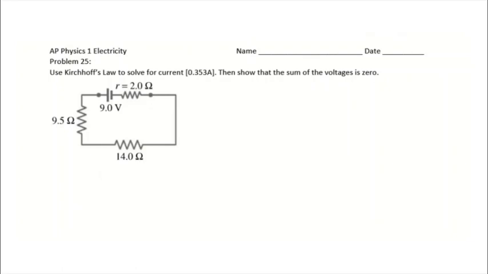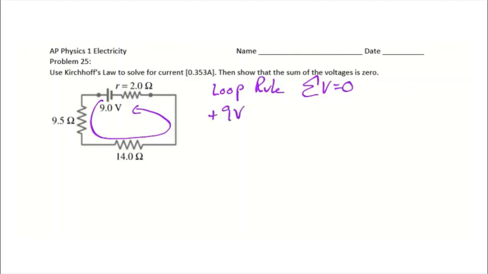We have another problem here. We'll start at the power supply, then we'll go around. So this is again the loop rule, which says that the sum of the voltages in a loop has to be 0. So we have plus 9 volts minus 9.5 I1 minus 14 I1 minus our internal resistance, which is 2 I1, has to equal 0.